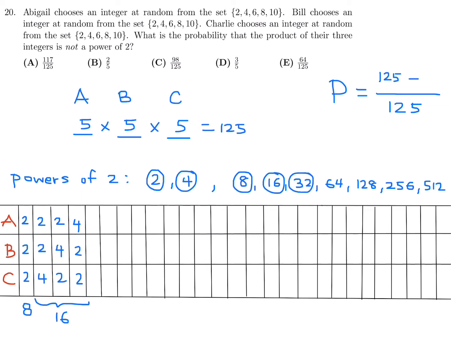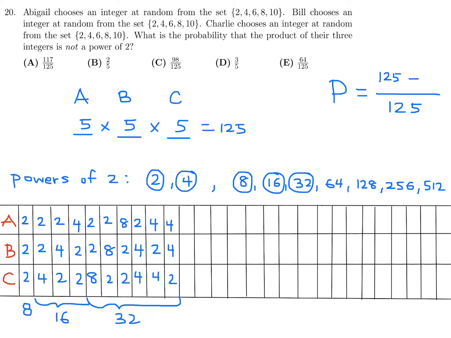Now let's talk about 32. How do we get 32? 2, 2, and 8 would do it, but we can also have it as 2, 8, 2 or 8, 2, 2. Another way is 2, 4, 4. 2, 4, 4 would also give you that, but you can have it as 4, 2, 4 or 4, 4, 2. So these, how many? 6 are the ones where the product is 32.